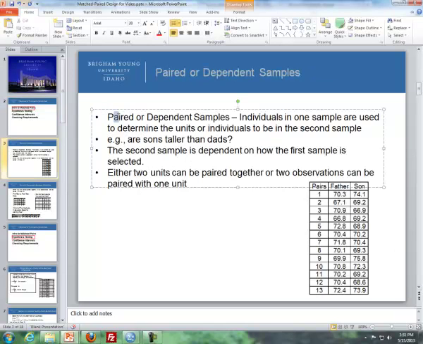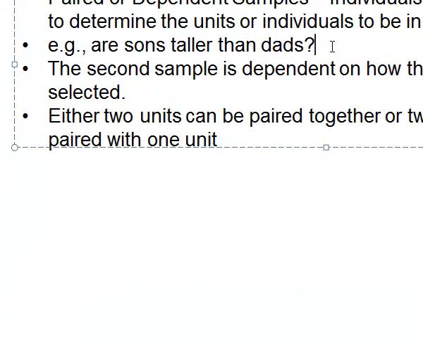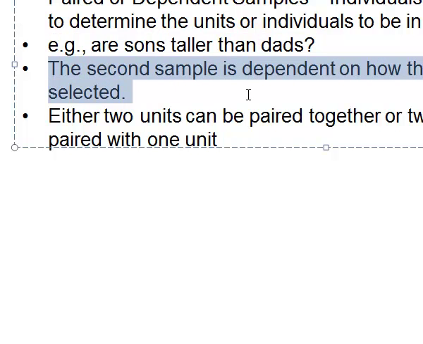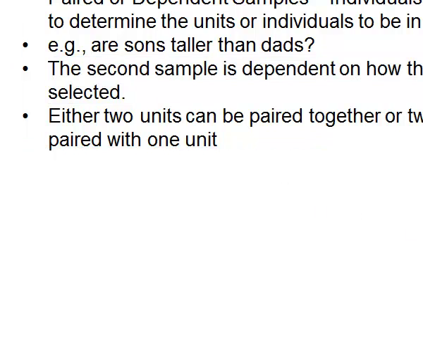So paired or dependent samples is where individuals in one sample are used to determine the units or individuals to be in the second sample. So an example that I have is, are sons taller than dads? So for instance, if we randomly choose a son, then that dad is already selected. So that second sample, for instance the dads, is dependent on how the first sample is selected. Okay, so here's an example down here. So if we choose these sons here, the dads are automatically selected.